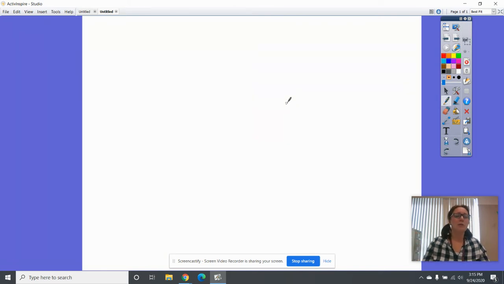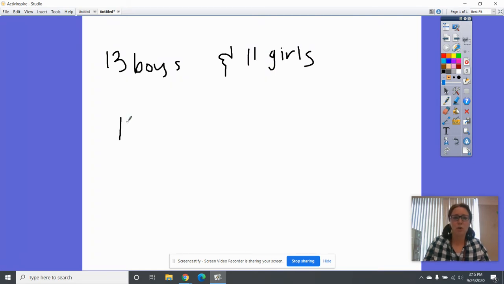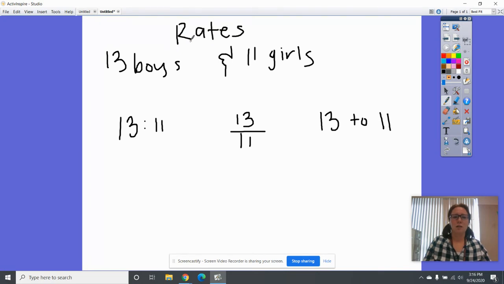So for example, if I'm in a classroom and I say, hey, look, there are 13 boys in this classroom and there are 11 girls, well, then I could just write a ratio. My ratio could be 13 boys to 11 girls. This is one way to write the ratio. Another notation we can use is like a fraction, 13 boys to 11 girls. Or we can literally write the words that I'm saying: 13 boys to 11 girls. So these are rates. It can really work for any two quantities that you want to compare.